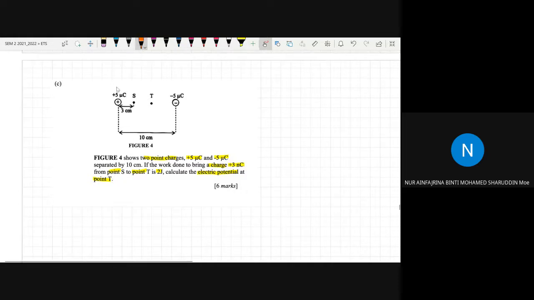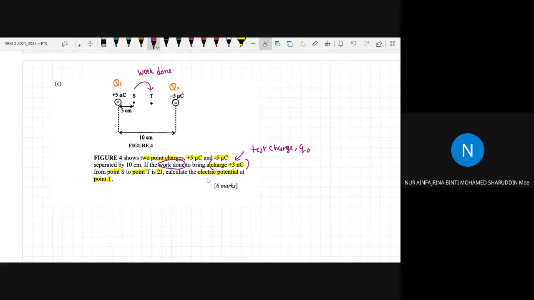So you have to charge Q1 and Q2. And you need to bring a charge from point S to point T. So awak akan bawa charge daripada point S ke point T. Charge yang you bawa itu adalah test charge you. Test charge. Okay, test charge. So when you do work, bila ada work done, maksudnya you buat kerja lah. So when you bring one charge from one point to another point, dia akan ada work done.